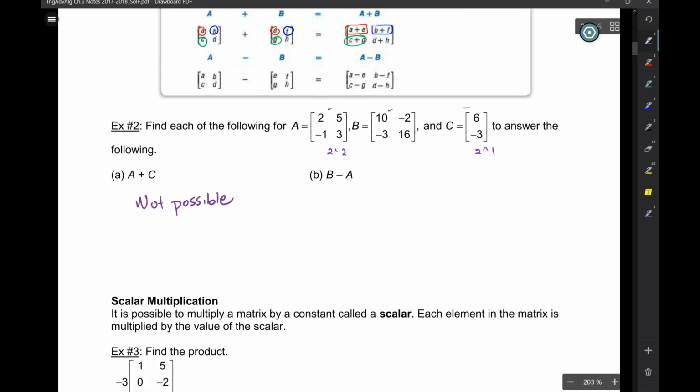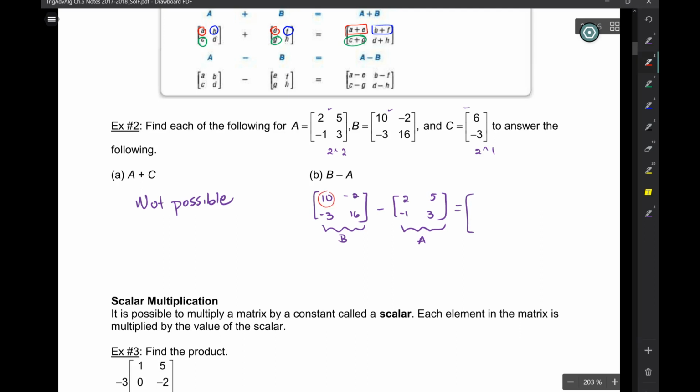Now here I want to do B minus A. So let's just copy this down. This is B. That's B minus A. All right, this is a 2 by 2, this is a 2 by 2. My answer is going to be a 2 by 2.